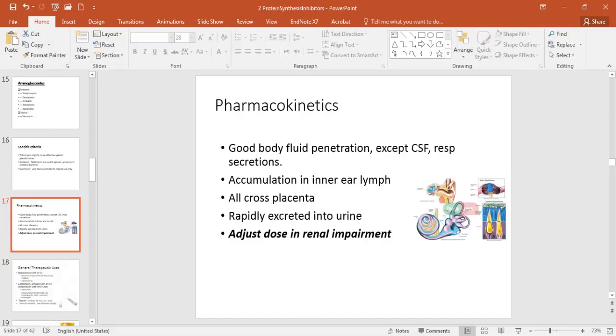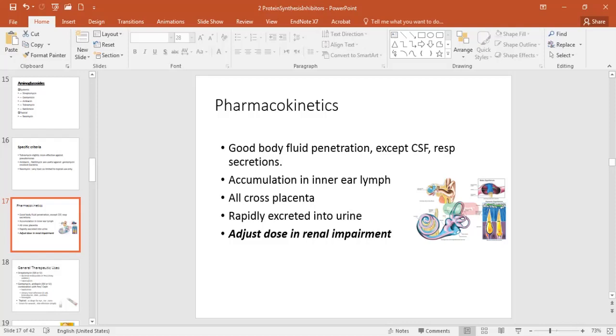Regarding pharmacokinetics, they have good body fluid penetration except CSF and respiratory secretions. لذلك لاحظوا هاي المسألة إنه if you have a patient with pneumonia, don't consider aminoglycosides as a drug of choice. It's a very poor drug in respiratory infections.